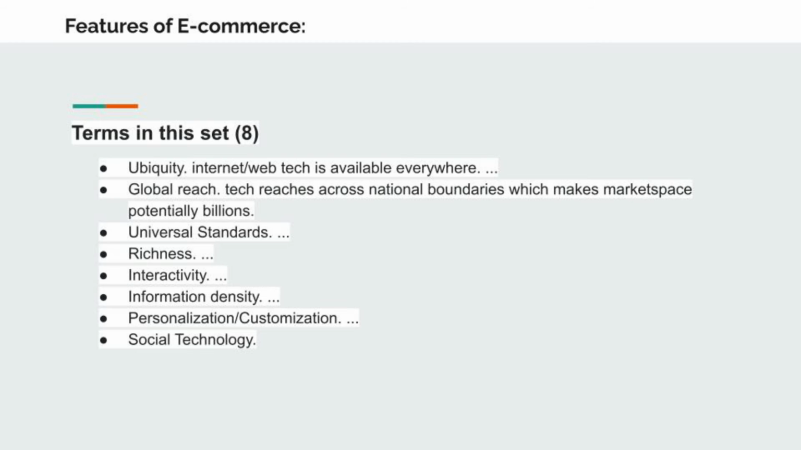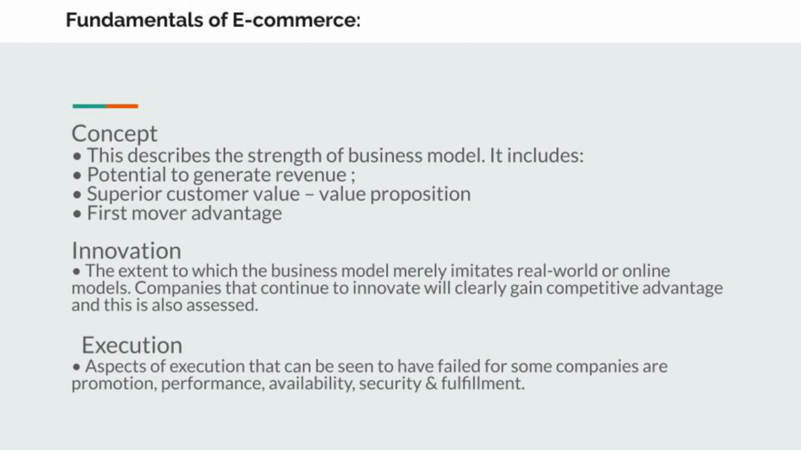Features of e-commerce. Ubiquity: internet/web tech is available everywhere, global reach. Tech reaches across national boundaries, which makes the market space potentially billions. Universal standards, richness, interactivity, information density, personalization/customization, social technology.